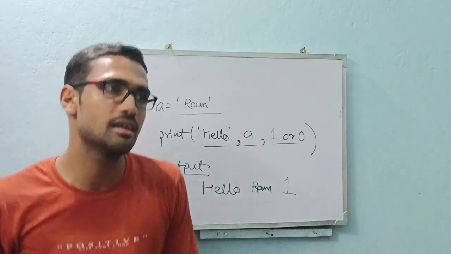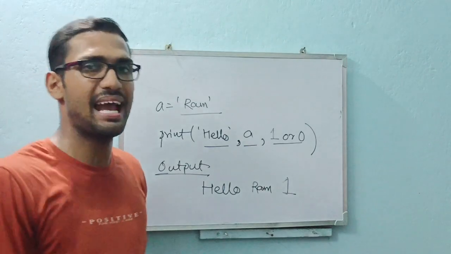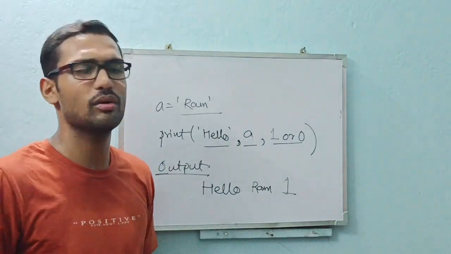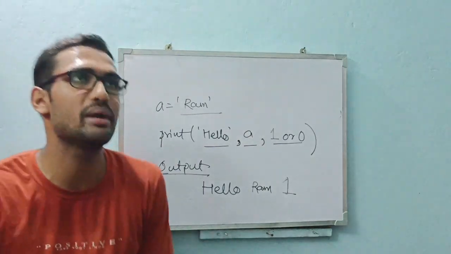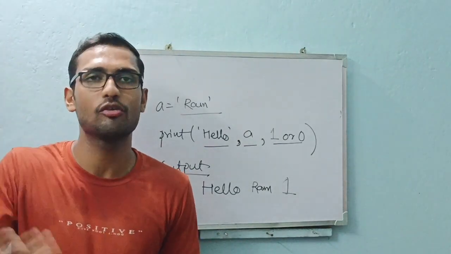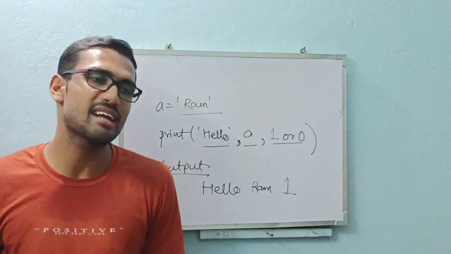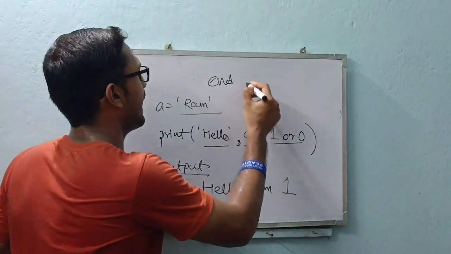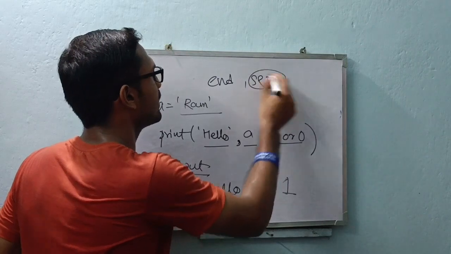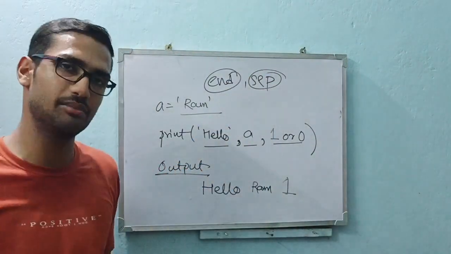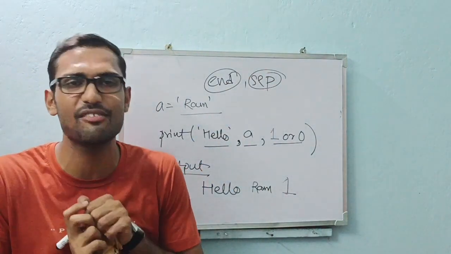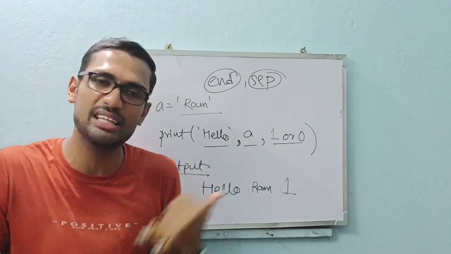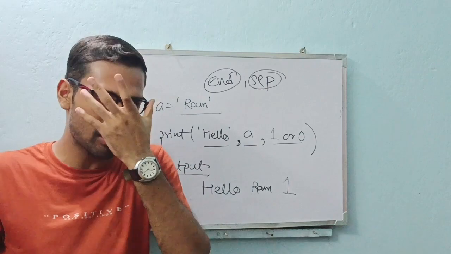Now let's discuss sep and end. These 2 keyword arguments, you will understand what a keyword argument is when you move to class 12. But as of now, just try to understand this end and sep. These are 2 keyword arguments of the print function. We will be using these keyword arguments in order to make some changes in the output of the print function.